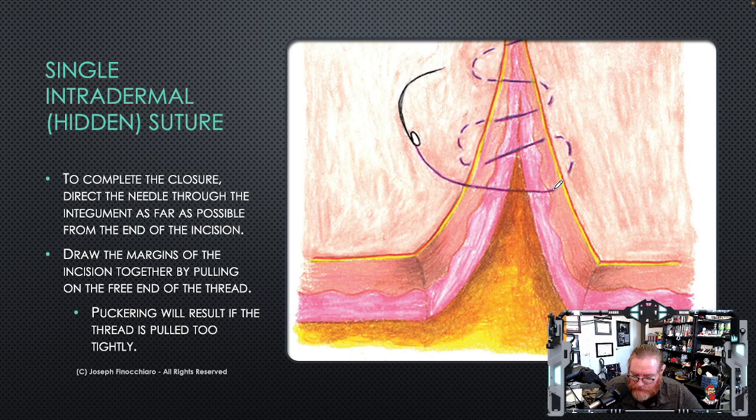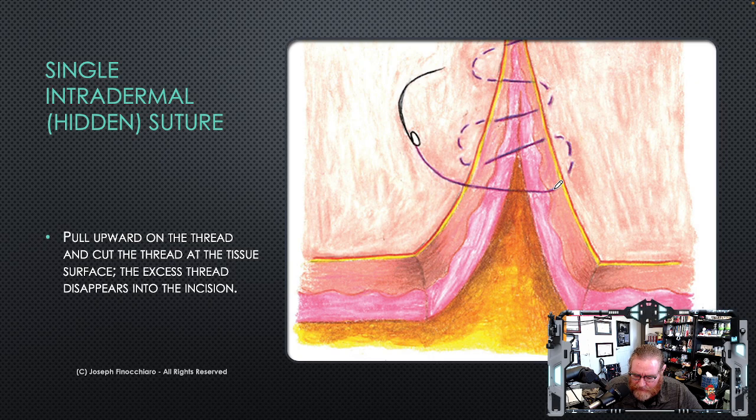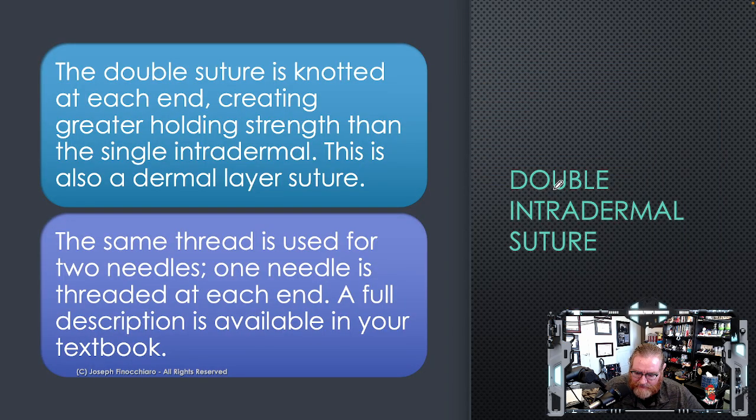To complete the closure, direct the needle through the integument as far as possible from the end of the incision. Draw the margins of the incision together by pulling on the free end of the thread. Puckering will result if the thread is pulled too tightly. Pull upward on the thread and cut the thread at the tissue of the surface. Your excess thread should disappear back into the incision.